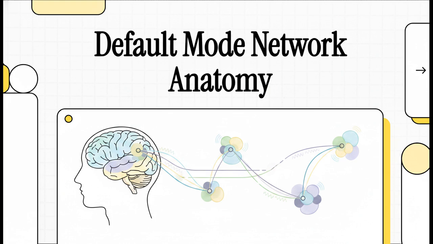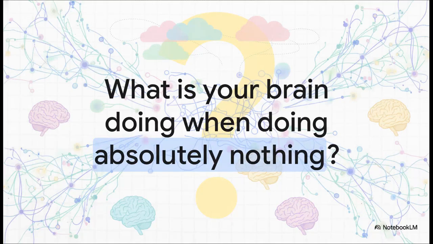Let's get started. So what is your brain actually doing when it's doing absolutely nothing? It's a highly relatable question, right? We usually think of resting as this state where the brain just sort of powers down. But as we're about to see today, when you stop focusing on the outside world, a massive, highly organized network inside your brain actually powers up.